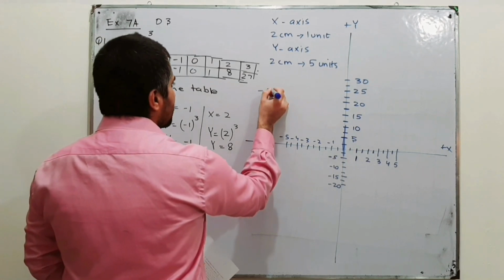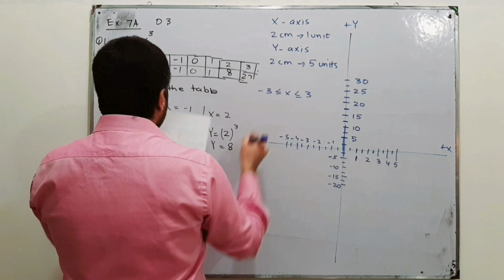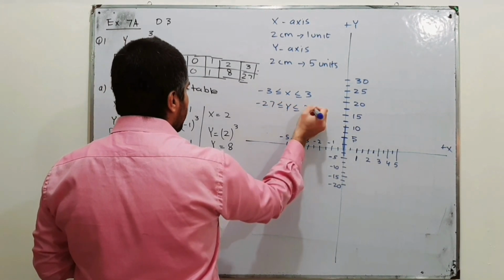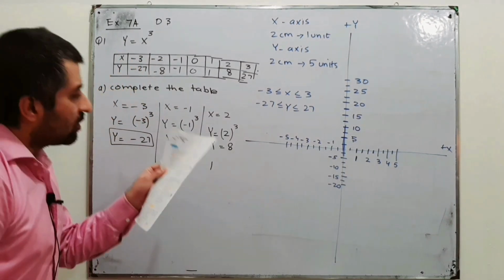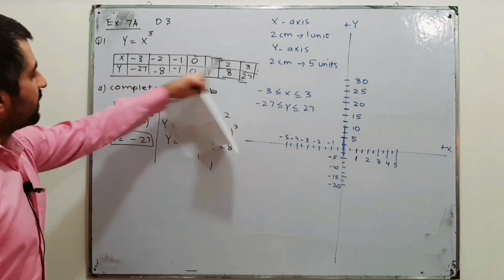So you need to plot the graph for what values of x. The range of x is -3 is less than or equal to x is less than or equal to 3, whereas the range of y is -27 is less than or equal to y is less than or equal to 27. For these values of x and y, I need to plot this graph. Well, that is this one.